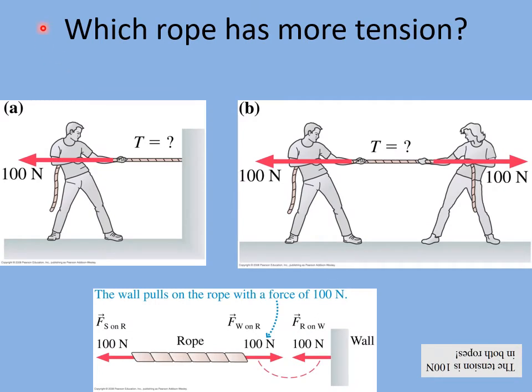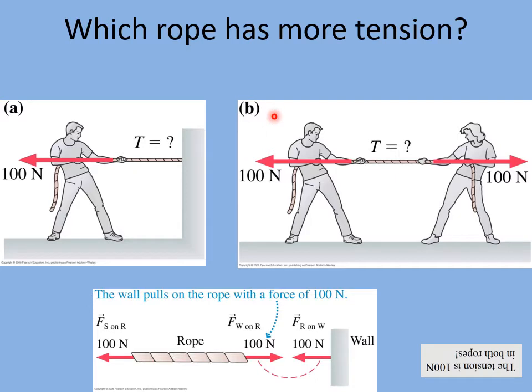Here's a nice little conceptual quiz for you to think about. The question is, which rope in these pictures has more tension? In this first scenario, A, we have the guy pulling on a rope that's attached to the wall, and he's pulling with a force of 100 newtons. So the question is, how much tension is in this rope?